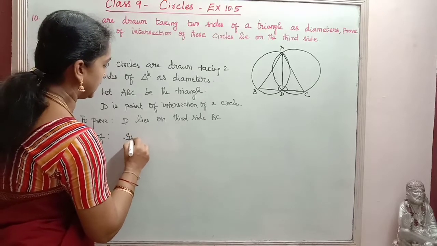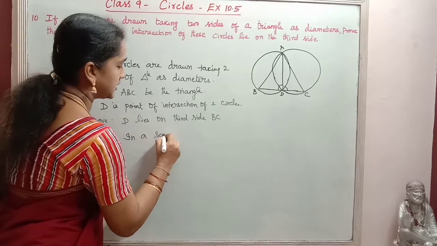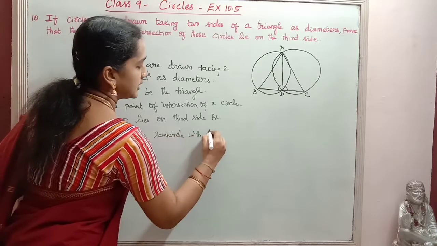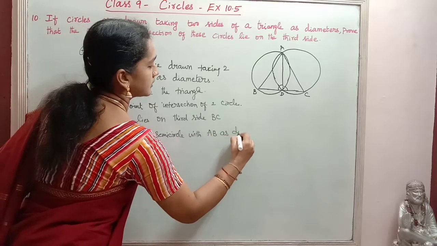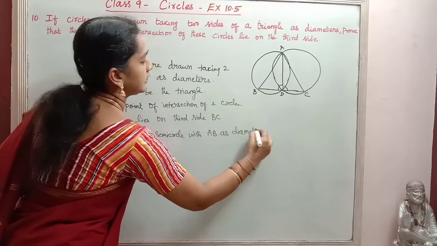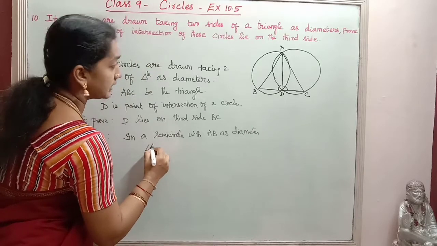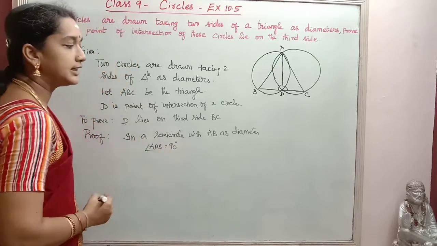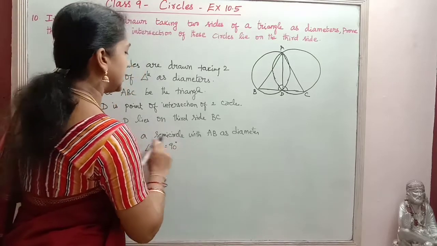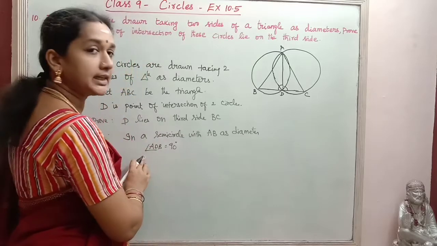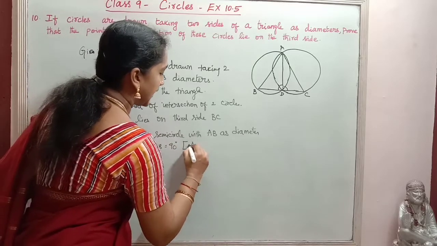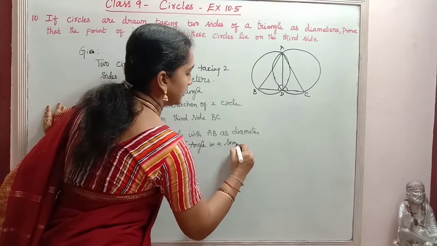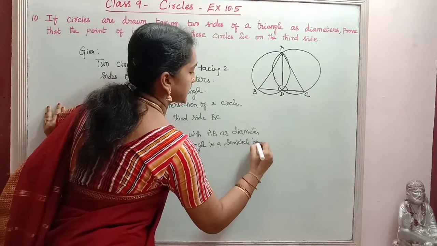In a semicircle with AB as diameter, angle ADB is equal to 90 degrees, angle in a semicircle. So in a semicircle with AB as diameter, angle ADB is equal to 90 degrees. Angle in a semicircle is 90 degrees.